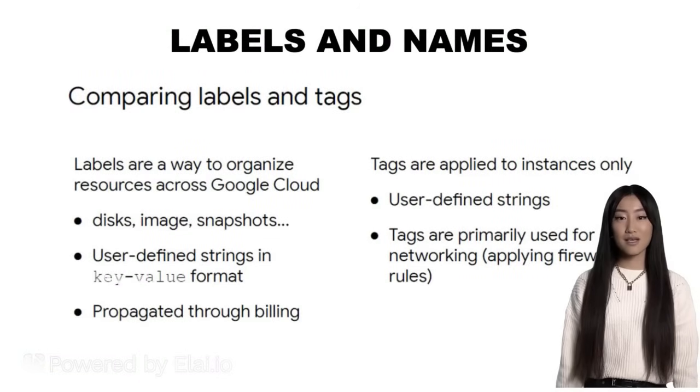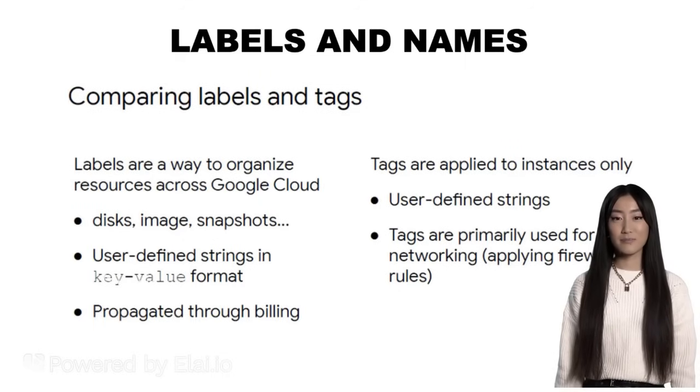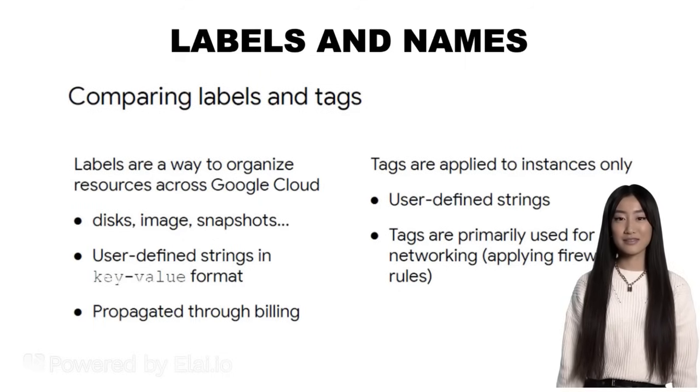Now it is important not to confuse labels with tags. Labels, we just discovered, are user-defined strings in key-value format that are used to organize resources and can propagate through billing. Tags, on the other hand, are user-defined strings that are applied only to instances and are used primarily for networking, such as applying firewall rules. For more information on using labels, refer to the documentation.